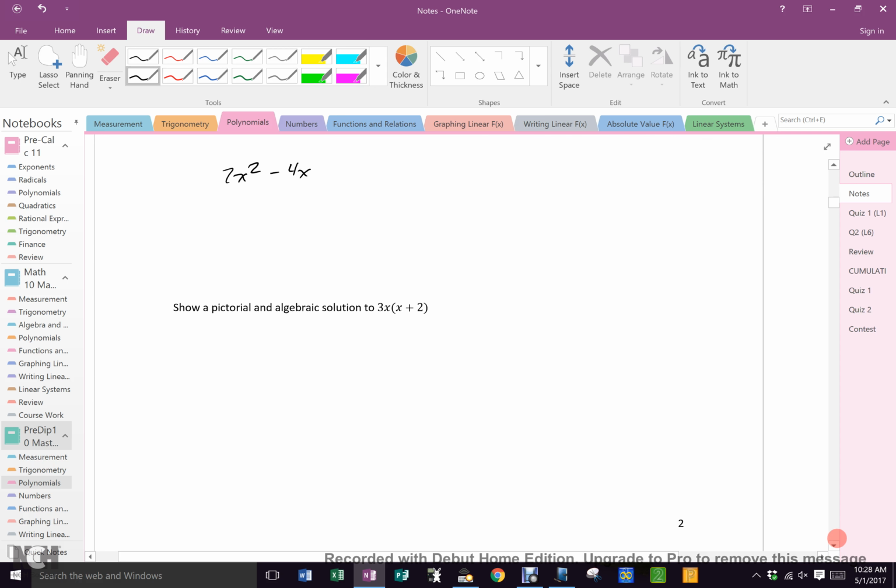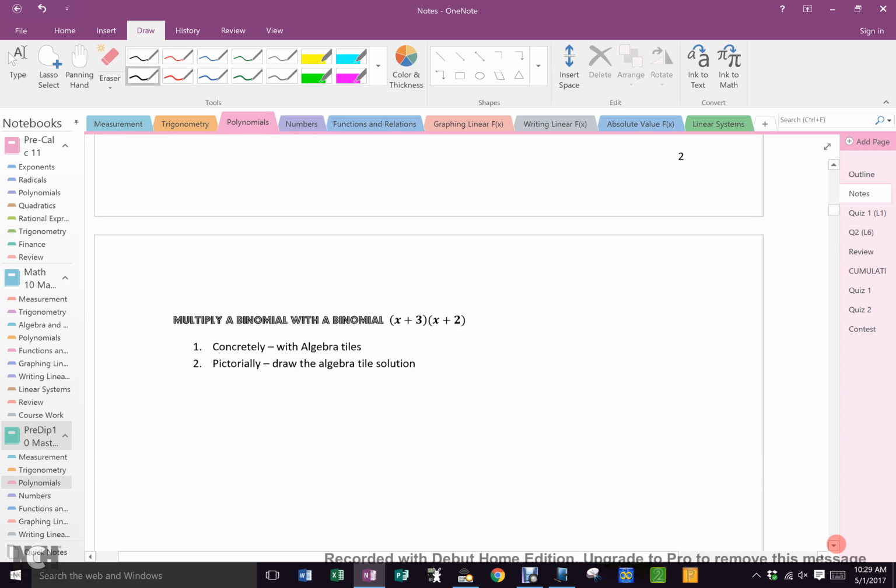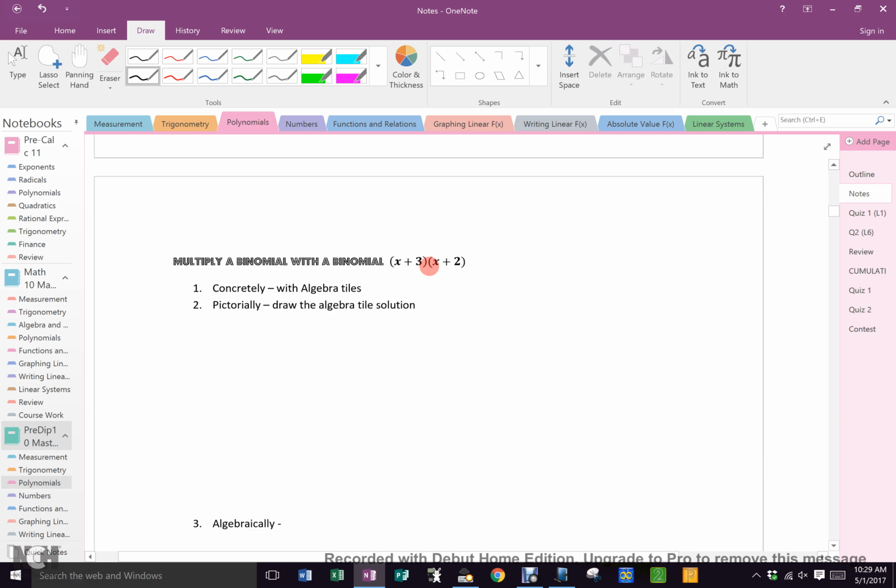Next, I'm not going to do a picture. What is the algebraic solution? The first term is 3x times x. What is that? 3x squared. Plus 3x times 2. What is that? 6x. Is everybody good? All right, we are cruising along nicely. Binomial by binomial. We've already done this once this year, right? Some of you had seen it last year.